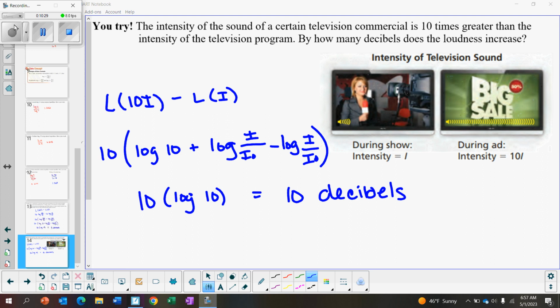All right, so we're finding the change from 10I to I. So we end up with 10 log 10, which is about 10 decibels. And that is everything we're going to talk about with the properties of logs.